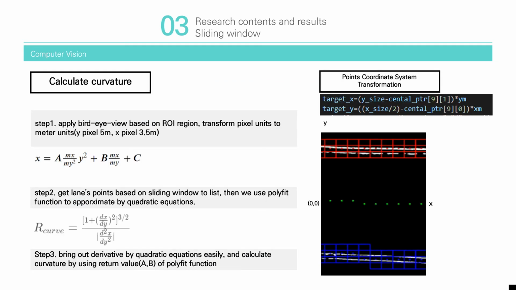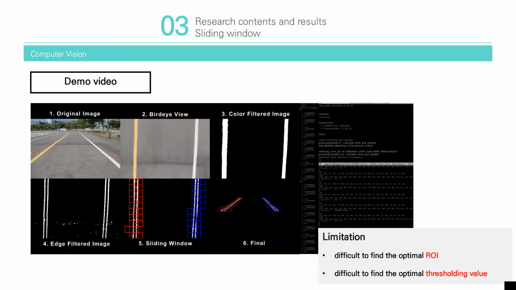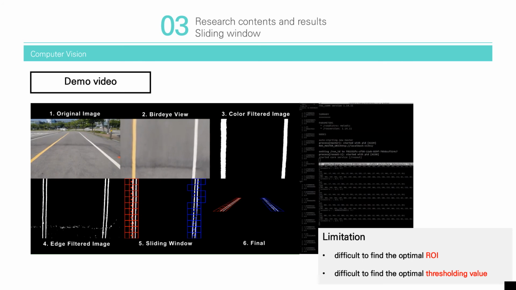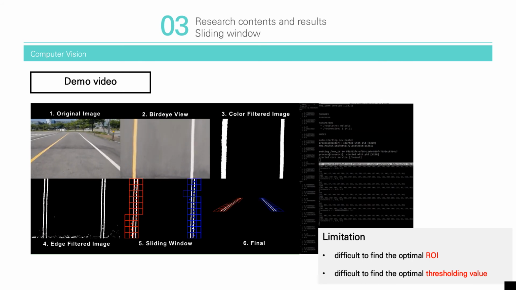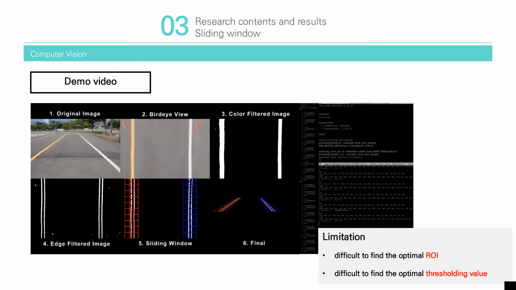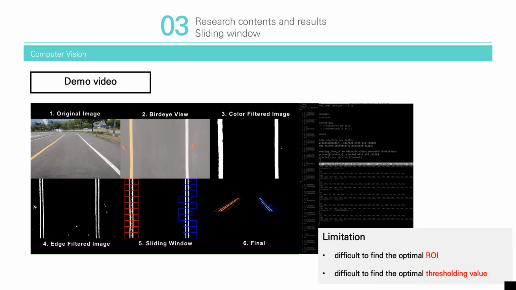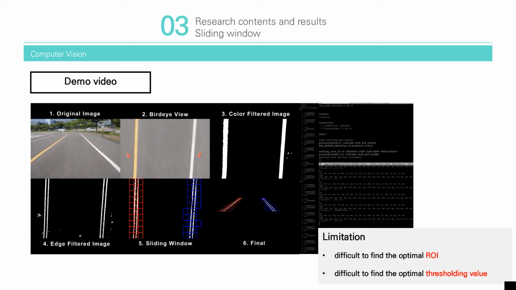Curvature calculation and coordinate transformation proceed as follows. This is a demo video. The video was taken by manual driving because the driving is still unstable. We publish the list of lane points and the curvature every moment.